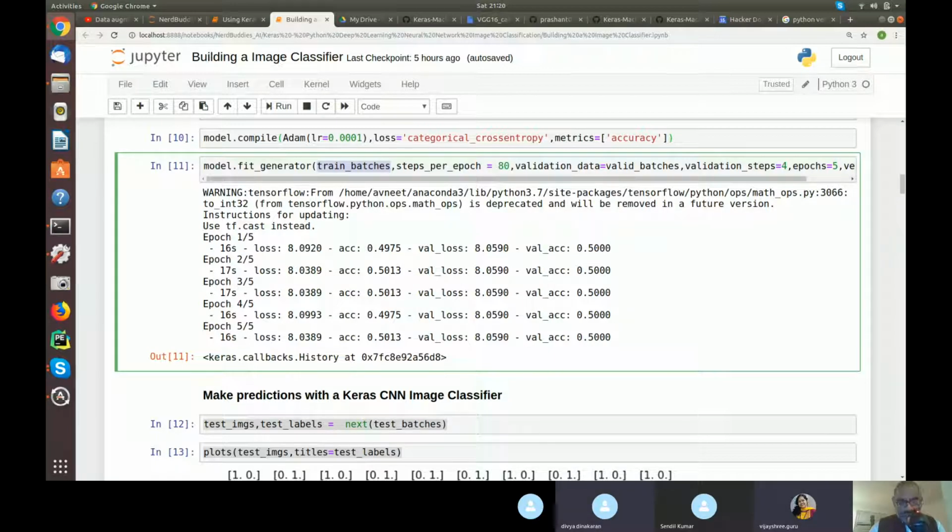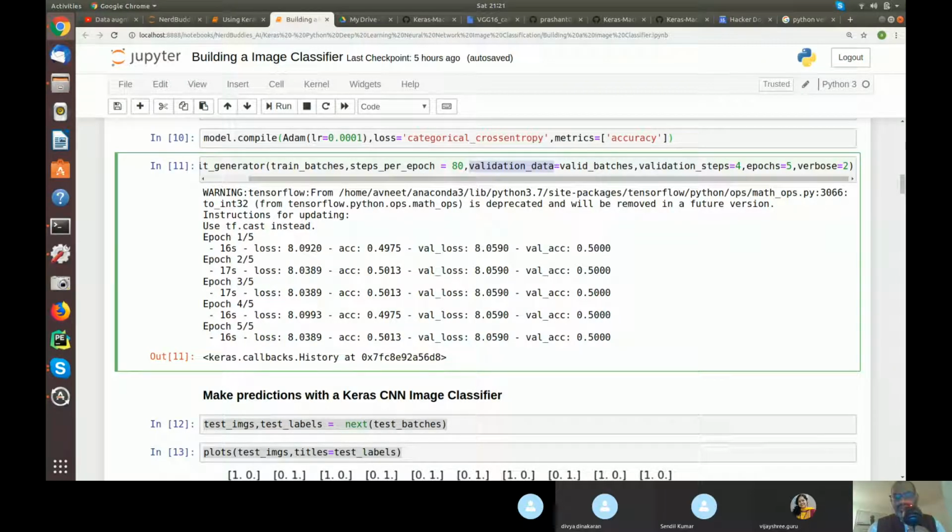Okay. Yes, sir. So as Divya had pointed out, we have for the algorithm a train batch and validation data. So here we are mentioning the validation data.